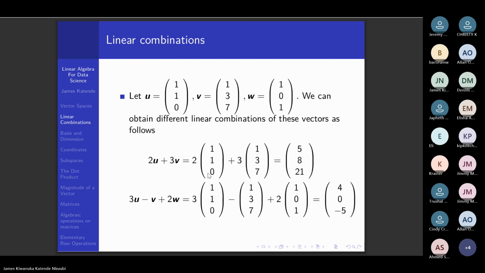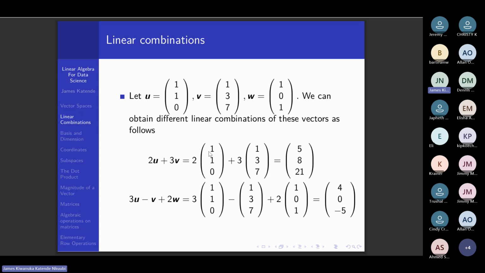So, for instance, if I have these vectors u, v, and w from R3, we can obtain linear combinations of the vectors as follows. Linear combination is simply multiplying each of the vectors in your set by a scalar and adding them. So this first one is a linear combination of u and v. You just multiply u by 2 and v by 3 and then add them. So the result is what we call this. Now it means (5, 8, 21) is just a linear combination of these two vectors u and v.